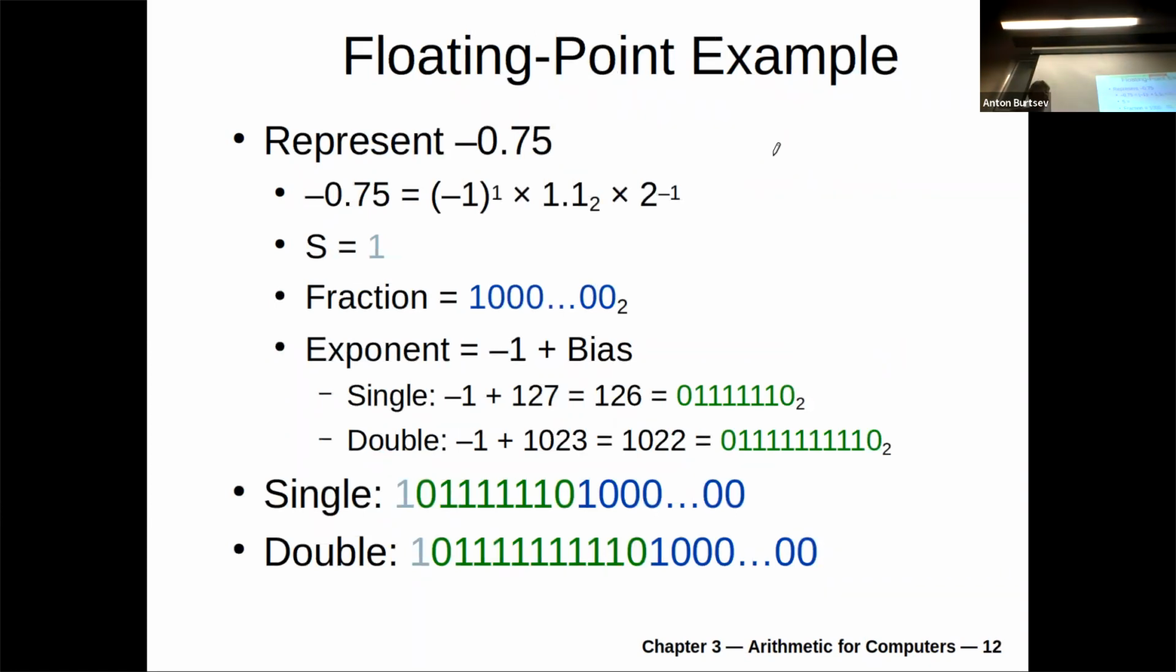But let's take a look at a couple of examples, because it's nice to talk about it abstractly. But if I ask you to represent this decimal number, negative 0.75, what do we have to do? How do we go about representing it? Who can tell me? How do we start? First of all, we have to convert it from decimal to binary, right? It's a little tricky.